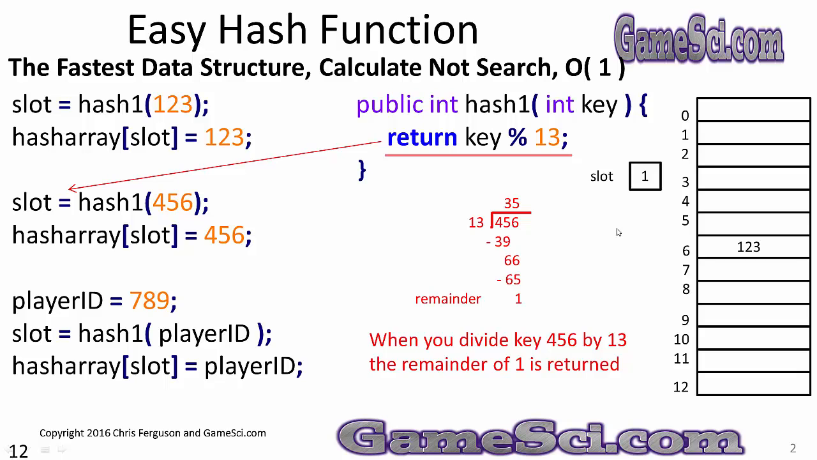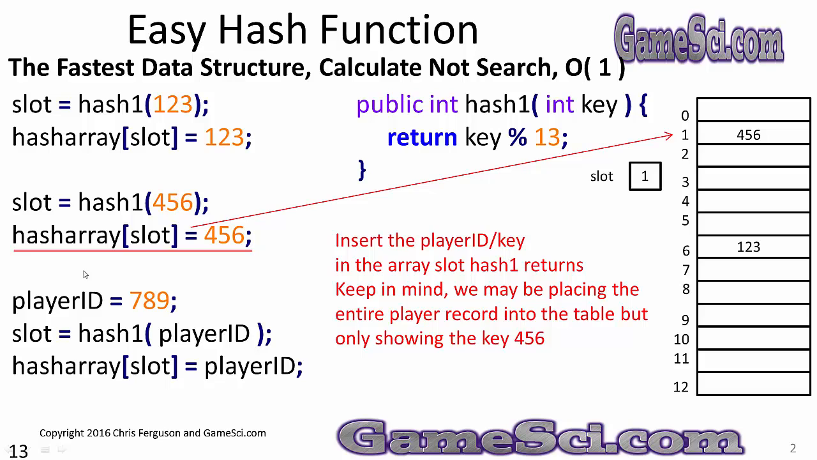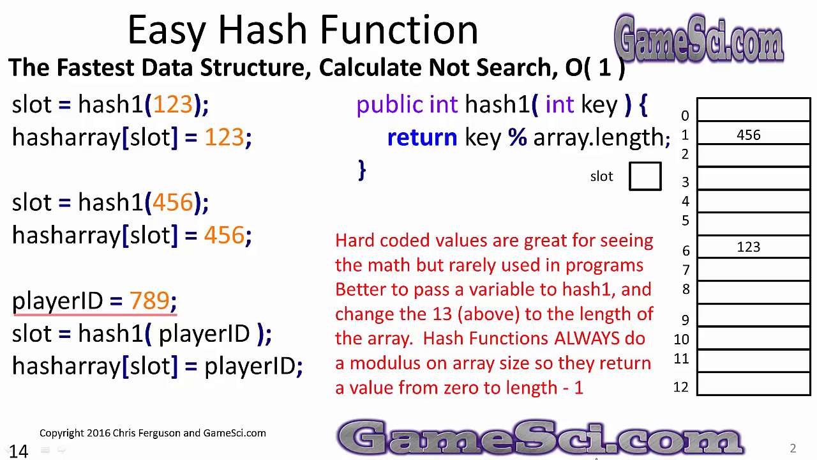The 1 is returned and assigned to the variable slot. At that point, hash array of slot equal 456 will insert the player ID or key in the array slot hash 1 returns. Keep in mind, we may be placing the entire record for player ID 456 into the table, but we're only showing the key. Again, hard-coded values are great for seeing the math, but rarely used in actual computer programs.